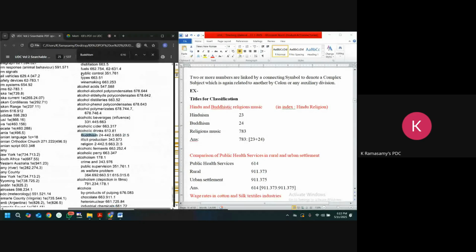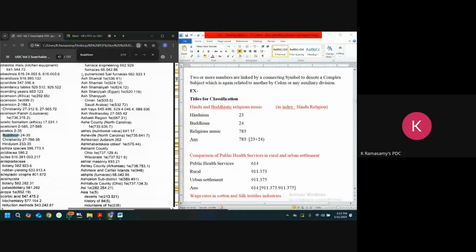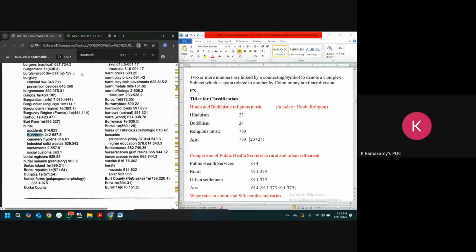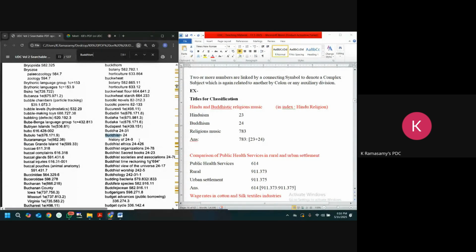The term Buddhism appears in more than 50-60 places. But I want the term Buddhism to appear as the entry element or primary thing. So what is the number for Buddhism? 24. 24 stands for Buddhism. So I know the number for Hinduism and the number for Buddhism, and these two are grouped: 23 plus 24. I have given a small grouping.